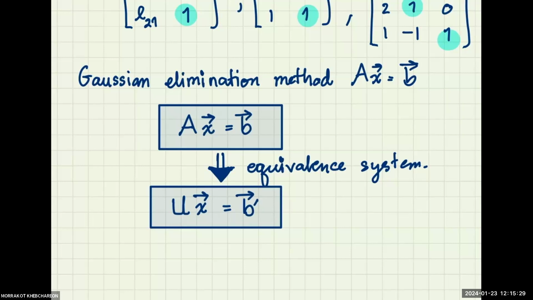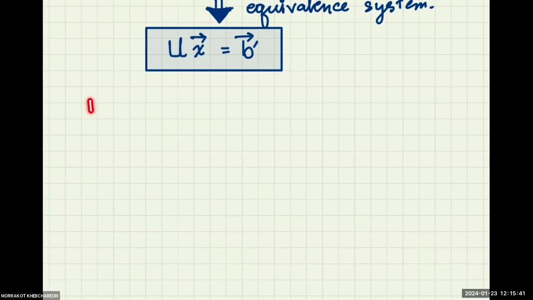Because once we have the upper triangular matrix, we can find the solution very easily by using what we call the back substitution, or backward substitution.